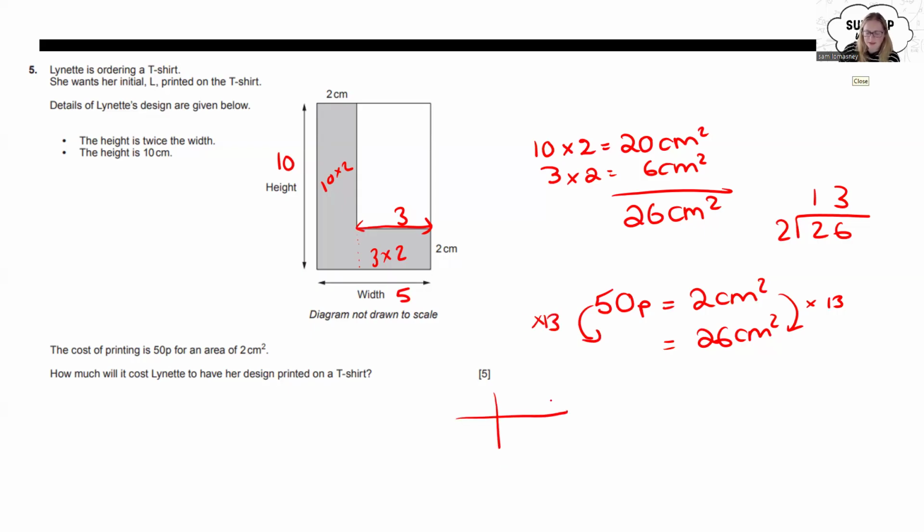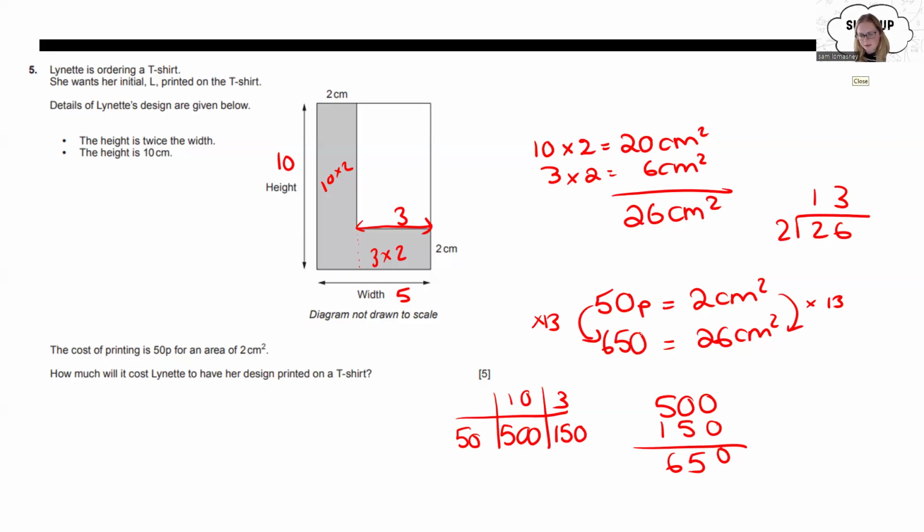Again, easy method, your box. 10, 3, 50. We are not going crazy. We're just doing nice, simple techniques that we've been doing already throughout this paper. 5 times 3, 15, add your 0. There we go, bam. Add them together, 500, 150, 0, 650. So you could say 650 pence.